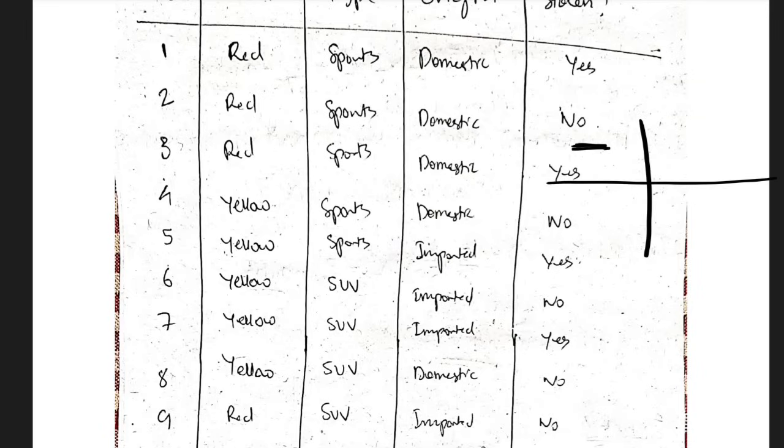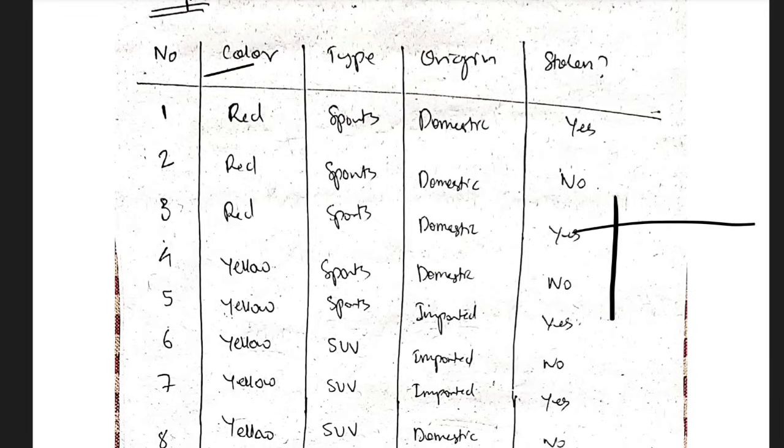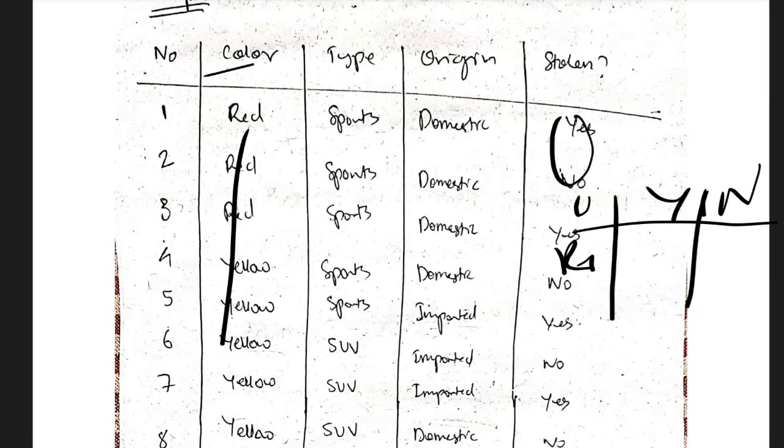We'll be writing the first attribute. Which is the first attribute? Color. For the outputs, how many distinct values are there? Yes and no. So we'll be writing yes and no. Distinct values of color is this one, so we'll write here red and yellow.